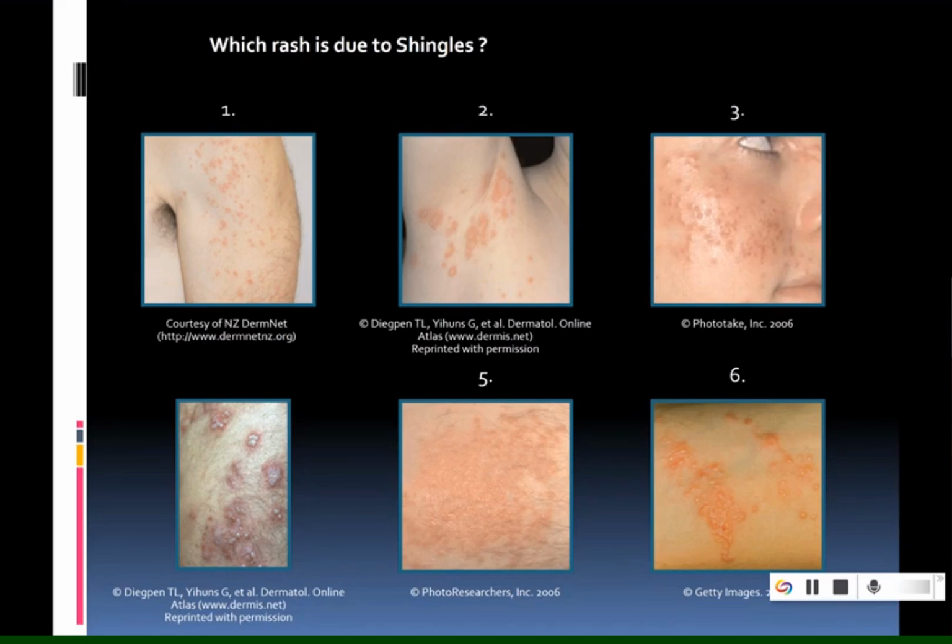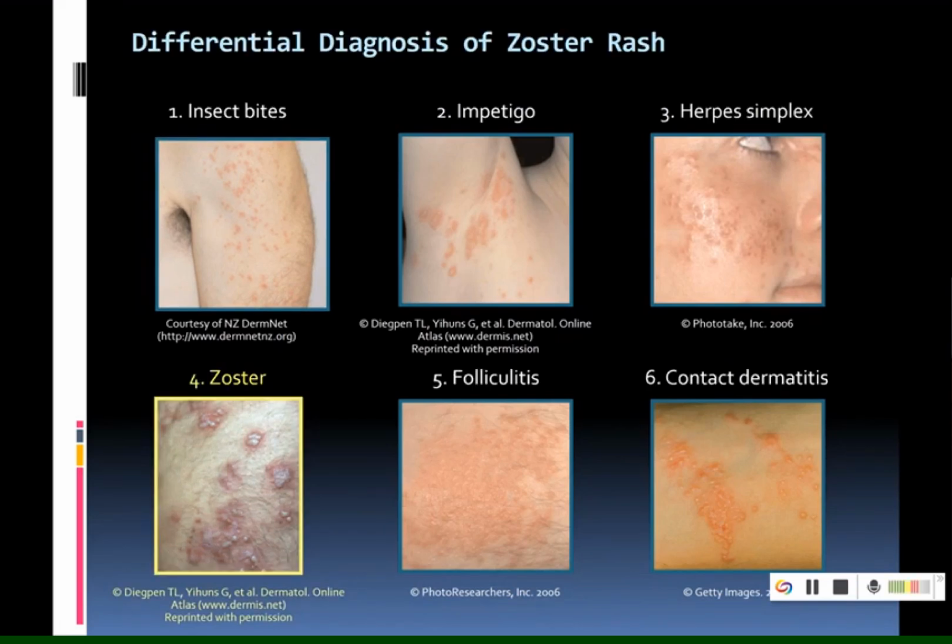Okay, so if you had picked item 4, the slide that is most representative of zoster, you can see that there are little grape-like maculopapules with an erythematous base, which is different than herpes, or impetigo, which is more confluent, as opposed to insect bites, which are spaced in somewhat of a random fashion, but not in a cluster of grapes, if you will.